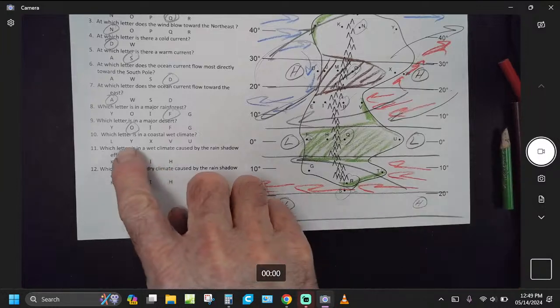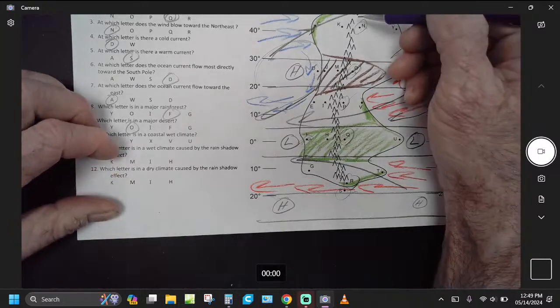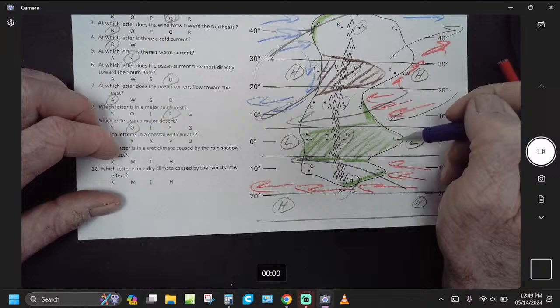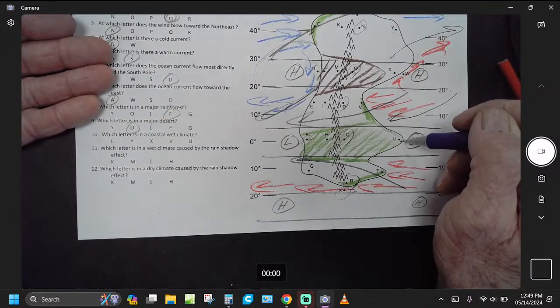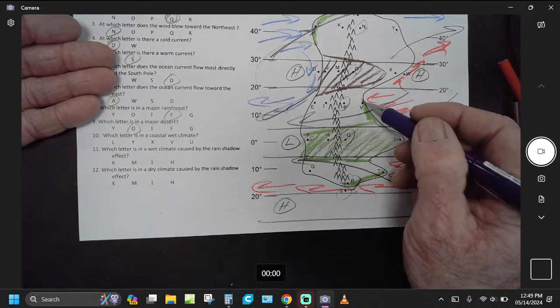Of the choices that are given, L, Y, X, V, and U. Well, U is wet also, but it's not coastal wet. It's not wet because of that. It's wet because of this low pressure. V is coastal wet.